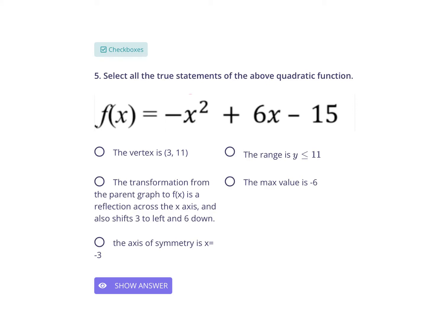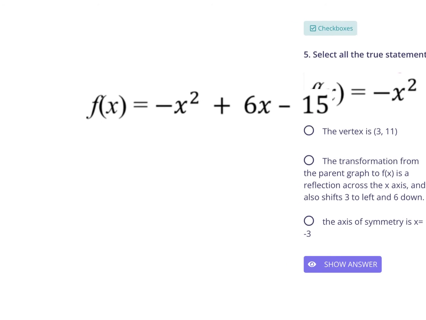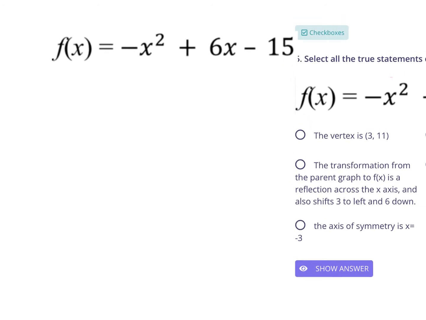So on this problem, what we should do is take the function f of x and just state everything that we can about f of x, of that quadratic equation, and then afterwards look and see if we can find any of the true statements. So of course we're going to begin with the vertex. The vertex is a coordinate. It's really an x value and a y value, okay?